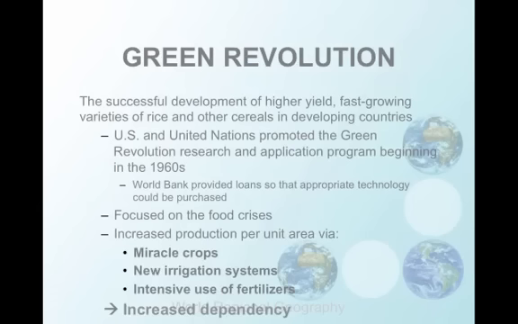The Green Revolution came to be as a result of focusing on the food crisis and worries about overpopulation in the South Asia region. It works to increase production per unit area of miracle crops. Also, it promotes new irrigation systems and also the intensive use of fertilizers. And overall, what you have as a result is increased dependency on seed, on irrigation, and then also the use of fertilizers and also pesticides.